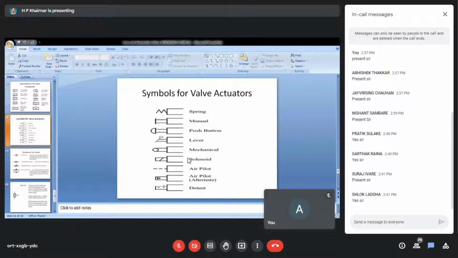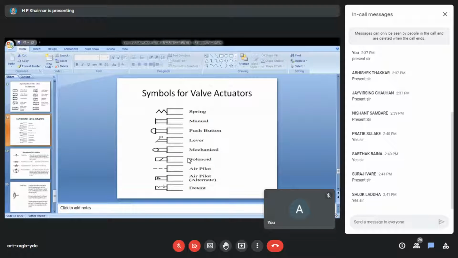Mechanical means there is a roller attached at the end of the valve. It is not indicated, but there is one spring attached to the roller. If you press the roller, the spring will allow air to pass through from one port to another port. Otherwise, it will keep it in the blocked position.